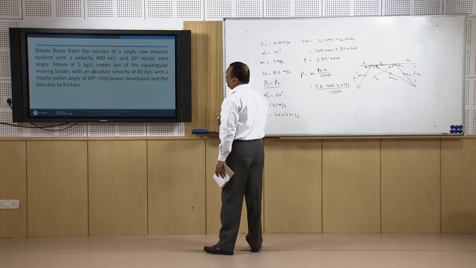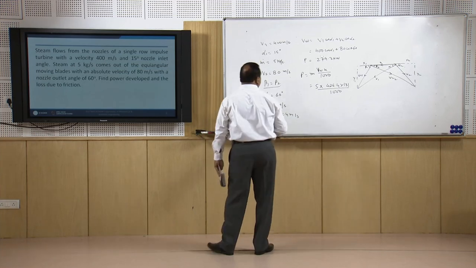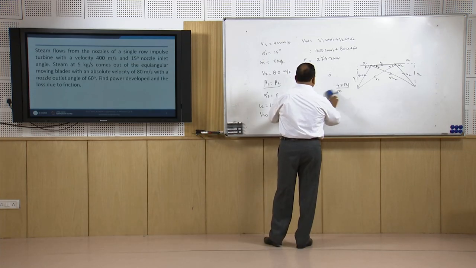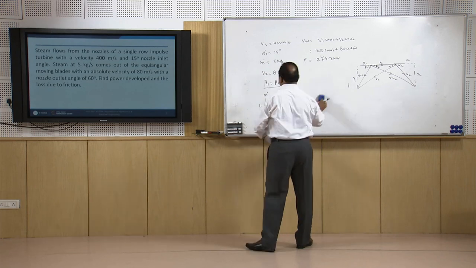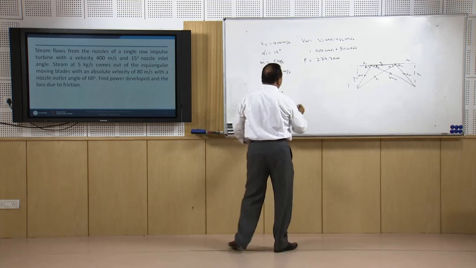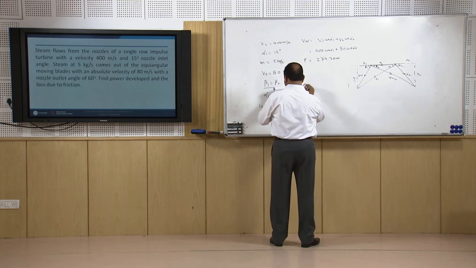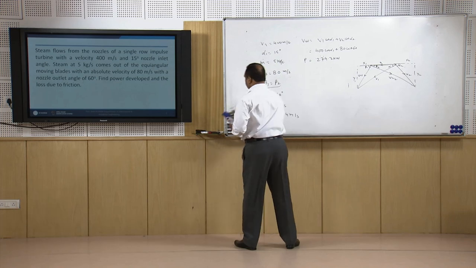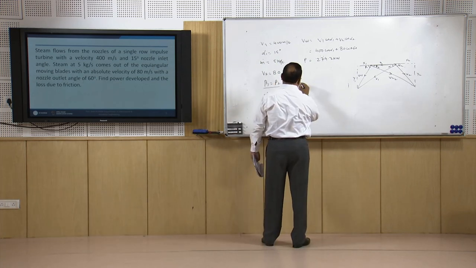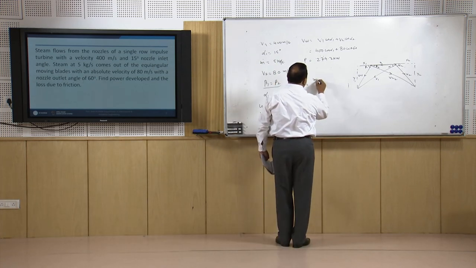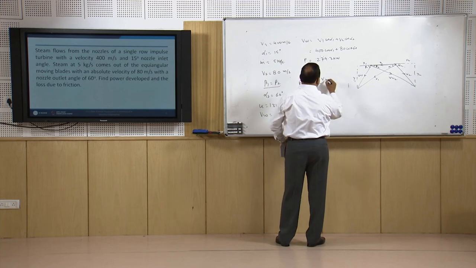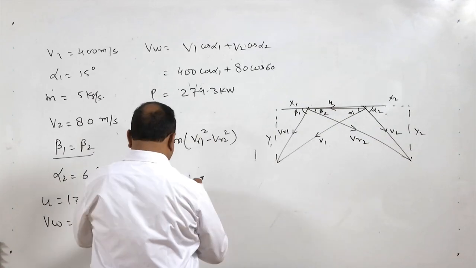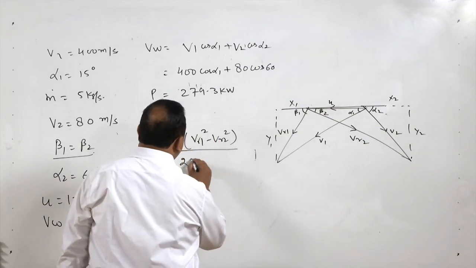Now, the second part: find the loss due to friction. Loss due to friction can be found through the change in relative velocity. Qf, or power friction, is mass flow rate times Vr1 square minus Vr2 square, divided by 2 into 1000.